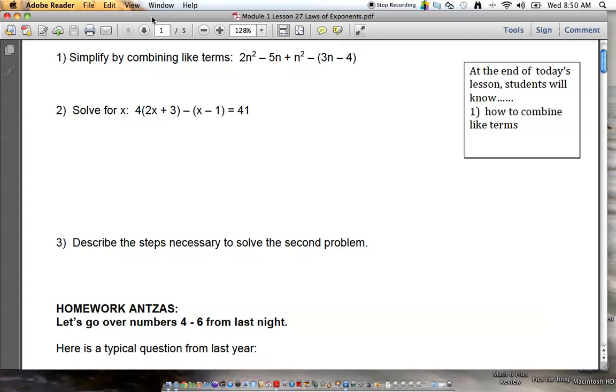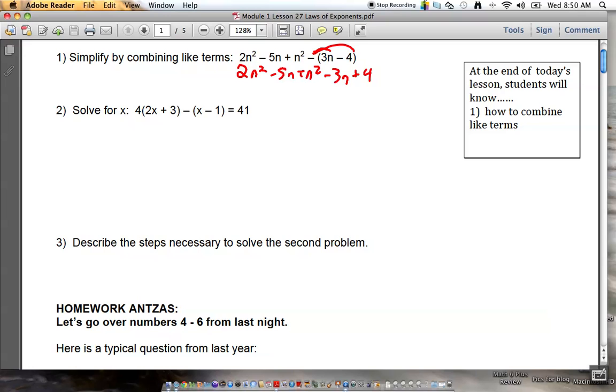All right, so number one says to simplify by combining like terms. And yesterday we overcame technological malfunctions, and we still managed to get a lot of this covered. So, what's the big thing in number one that's a danger moment? There's a negative sign. Yeah, the negative outside the parentheses. So I have to make sure that I'm going to distribute that negative to everything in the parentheses. So I'm going to get 2n squared minus 5n plus n squared, because none of this is related to that negative sign. That negative sign applies to the parentheses, so it's minus 3n plus 4.